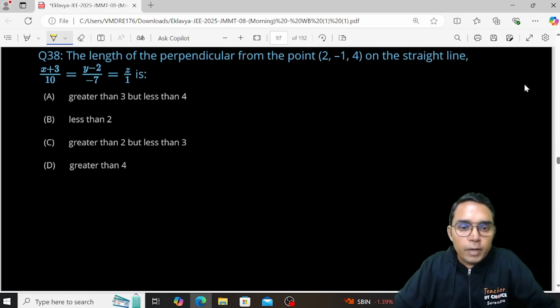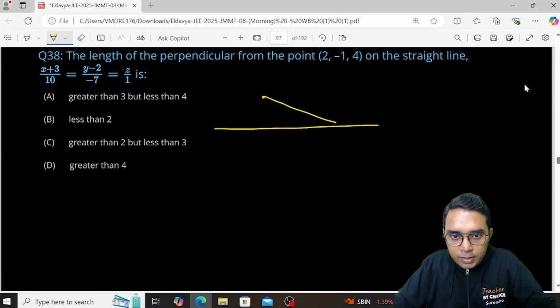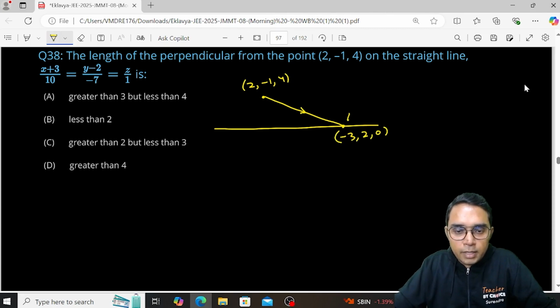Now coming to the next question, question number 38. We have to find the length of the perpendicular from the point on the straight line. In my previous paper also I gave you one method: you take the point 2 comma minus 1 comma 4, and the point lying on the line, minus 3 comma 2 comma 0, can be considered, let us say B. Then I will take the projection of vector BA on this line, and we know the length AB. Then from the Pythagoras theorem we can find this perpendicular distance. We need not find the point M here.